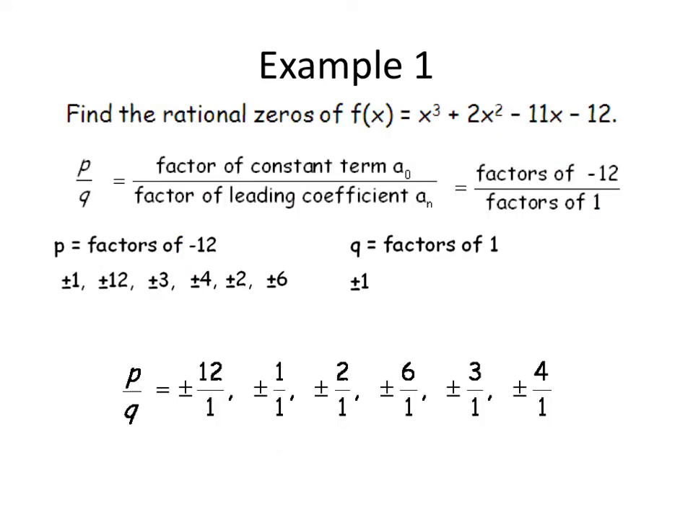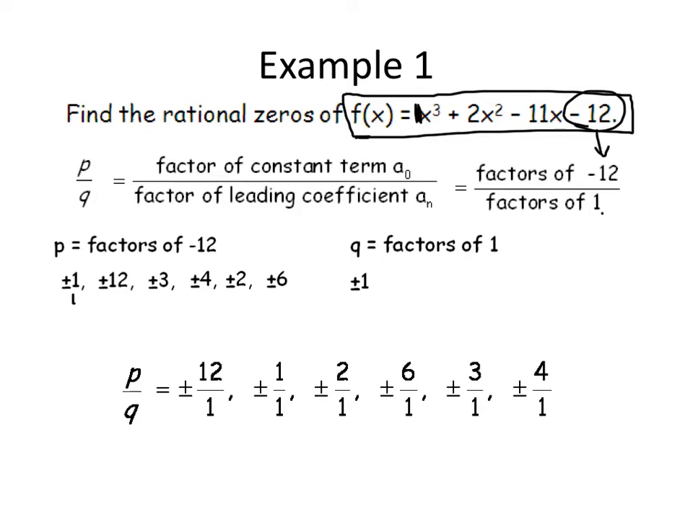Here's an example. So we're going to start with this problem here. All right, and so the constant is negative 12, and so that's why it goes on top, because P is negative 12. The leading coefficient is 1, and that's why 1 goes on the bottom. So now what we have to do is find all the factors of 12. So we have 1 and 12, 3 and 4, 2 and 6. Those are all the factors of 12, and we put plus or minus in front of all of them.